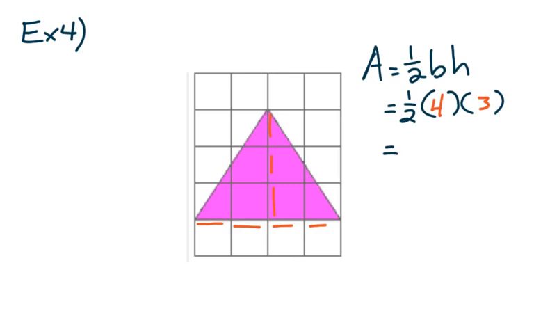So drop down. Now remember, you can take half of 4, or do 4 times 3 and take half of the answer. I'm going to go ahead and do half of 4. So half of 4 is 2. And drop down my times 3. So 2 times 3 is 6. So the total area of this triangle is 6 units squared.